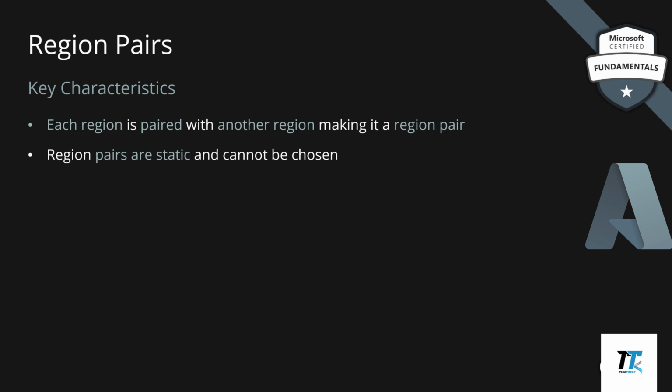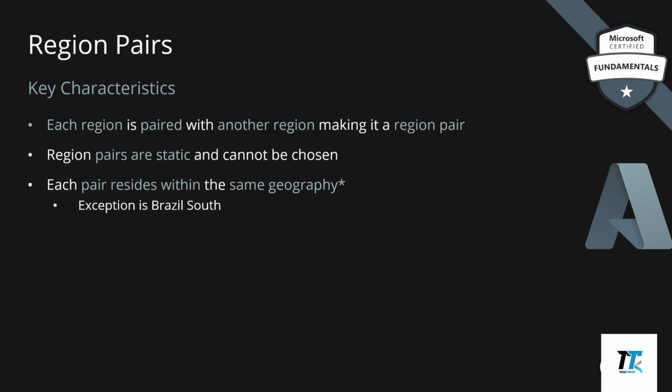You cannot choose which region you are pairing to, just check the documentation to see which region your region is currently paired to. Each region pair also resides within the same geography with an exception of a single Brazil South, which is replicating to the US. Each region pair has a physical isolation with at least 300 miles distance from each other. And as I said, this is just to ensure that a large-scale natural disaster will not take two regions down at the same time.